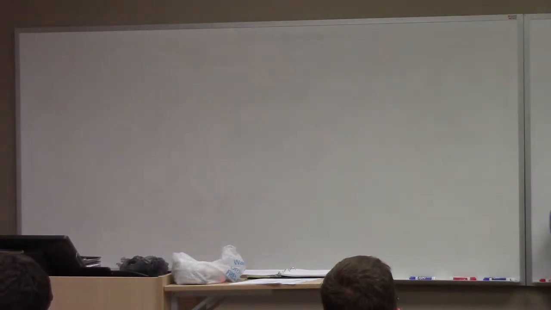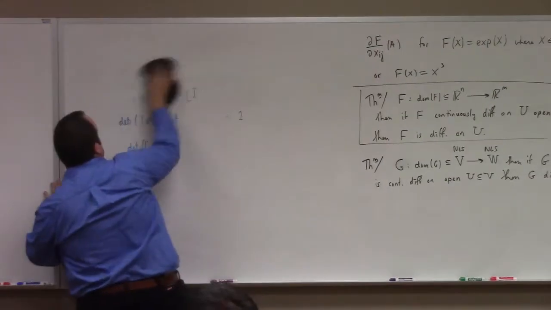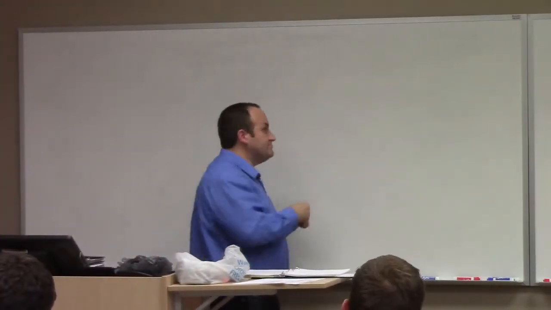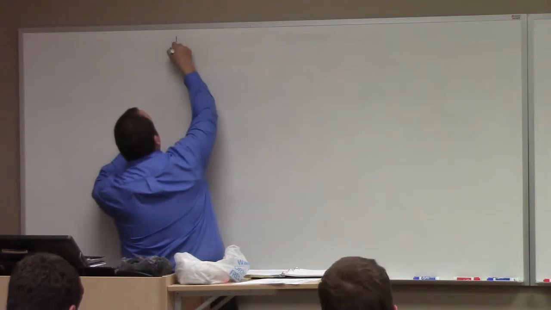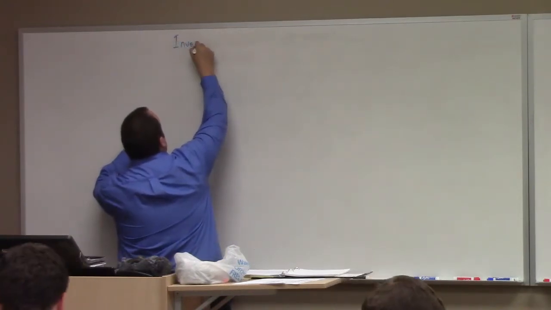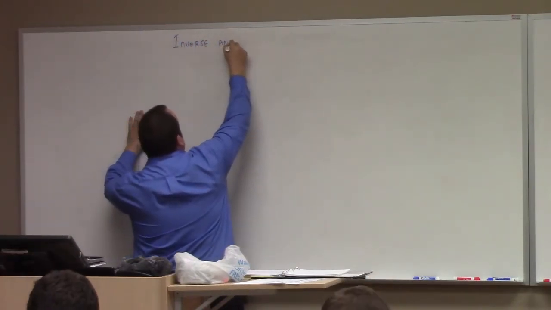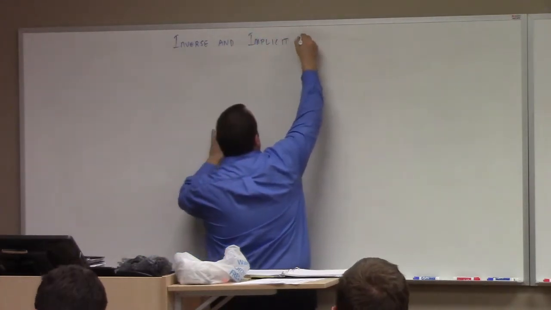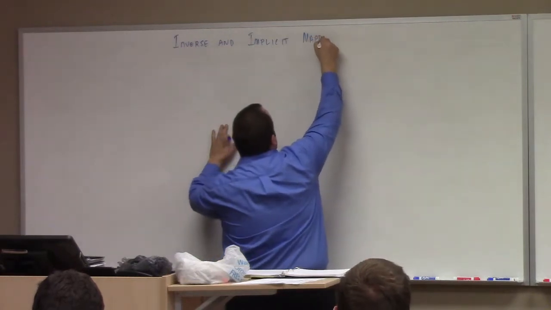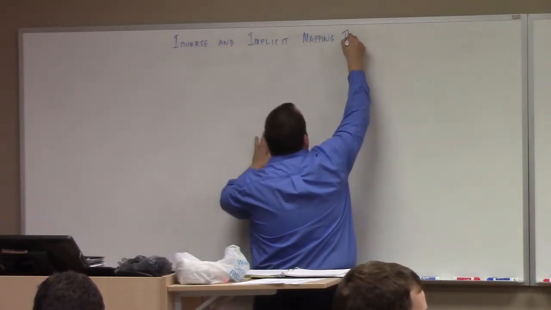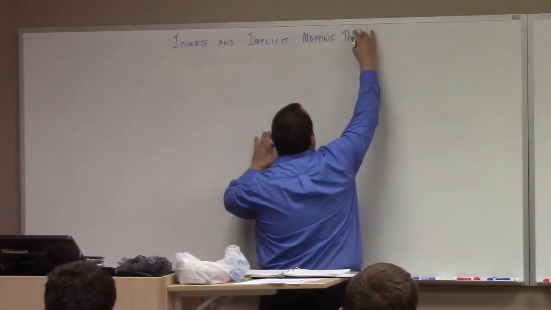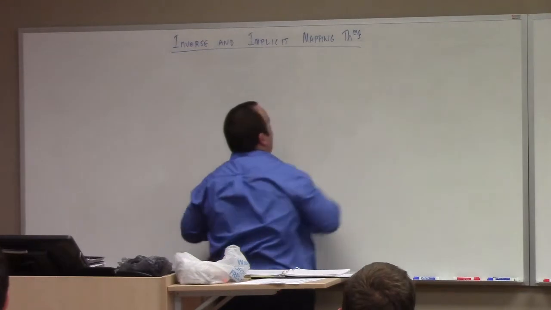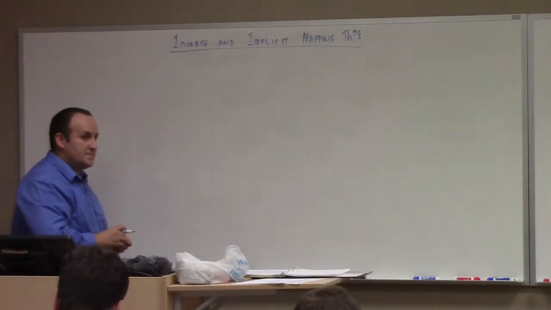All right, so next order of business. The inverse and implicit function theorems. And I probably shouldn't say function, I should probably say inverse and implicit mapping. And the reason I say that is because I'm really talking about these results for functions that take their domain and range in terms of vector spaces.